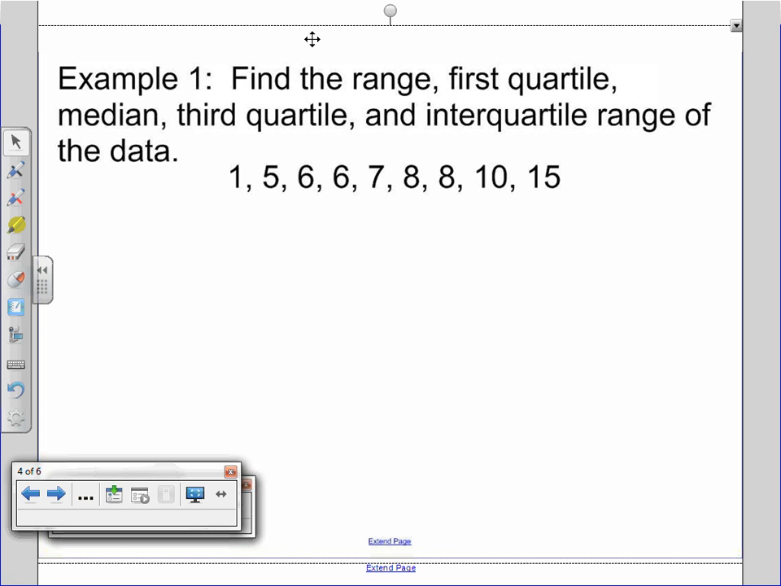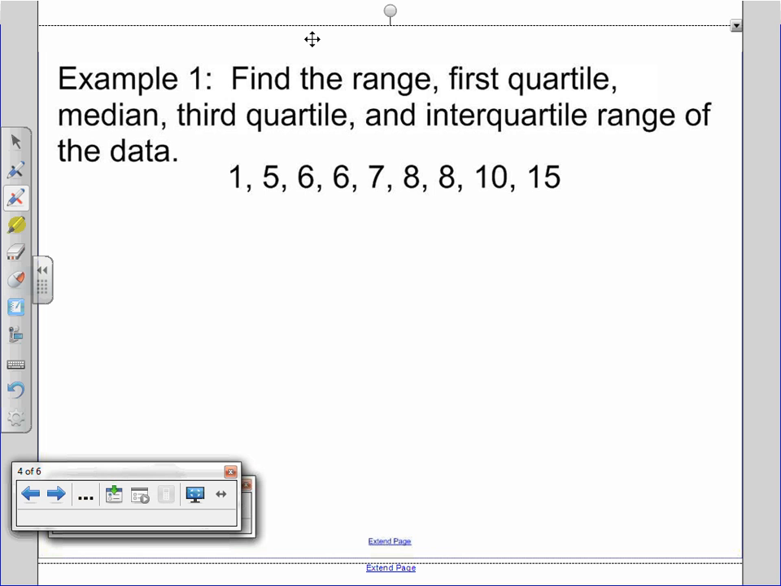I've already put the data in order from least to greatest. We learned in the last couple lessons that in order to find median, we have to have the data in order from least to greatest. It's just a good idea that anytime you have a data set, put it in order from least to greatest because you have to do it to do these different types of measurements.